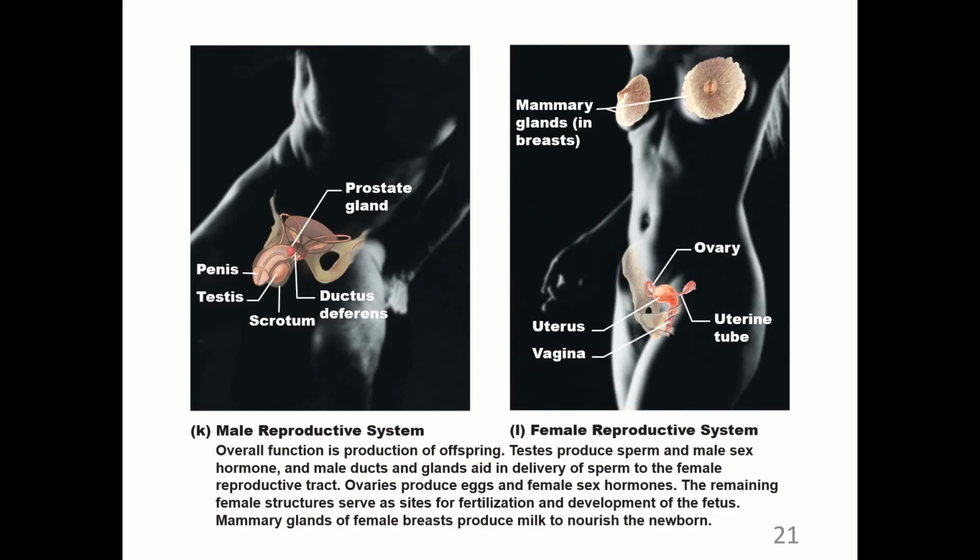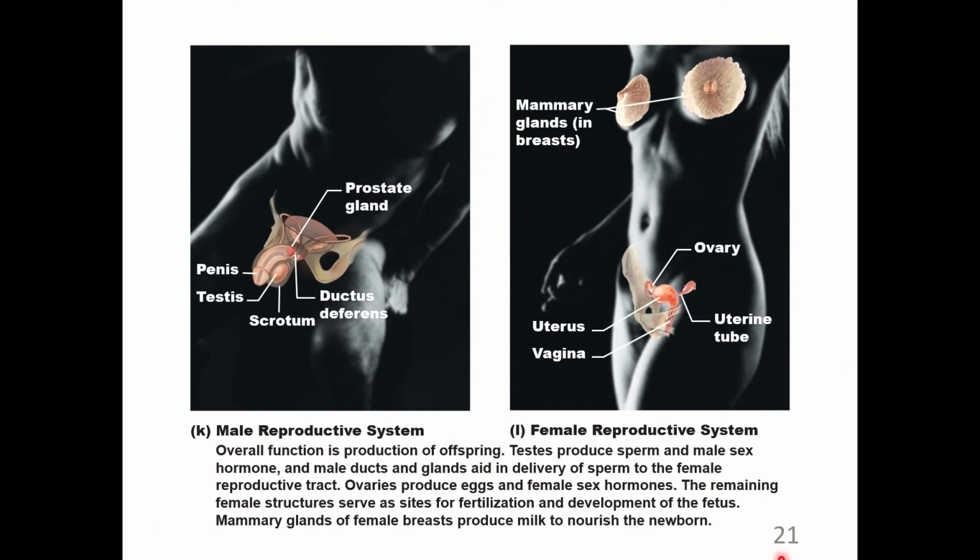The reproductive system is composed of the gonads, such as the testes and the ovaries, as well as the genitalia and accessory organs such as breasts. Testes produce sperm and male sex hormones. The male ducts and glands aid in the delivery of sperm to the female reproductive tract.